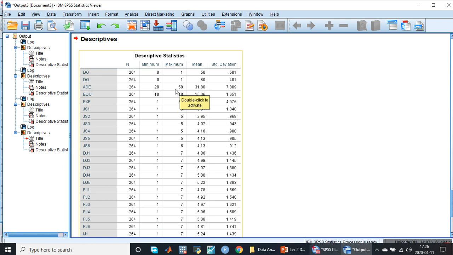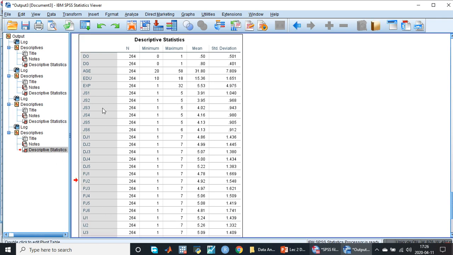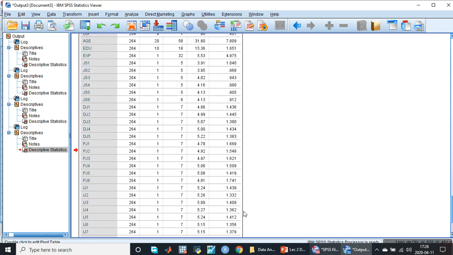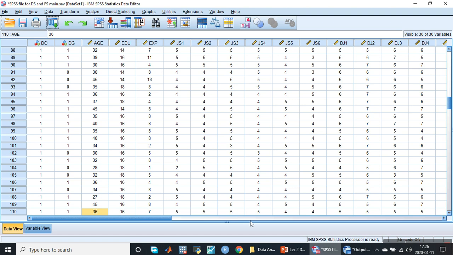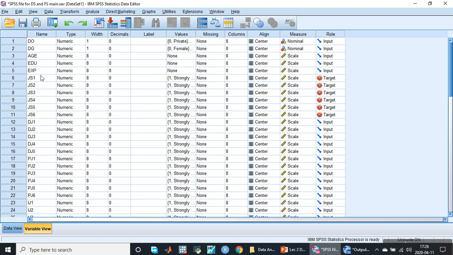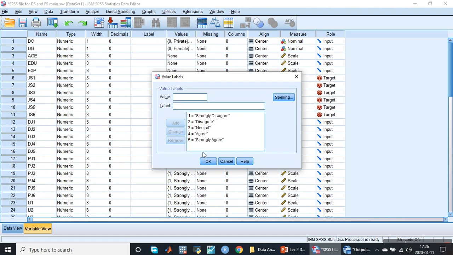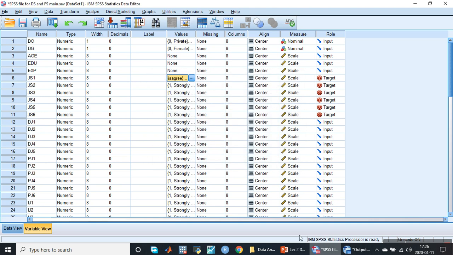Now it makes sense. For education, minimum education is 10 years, maximum education is 18 years, experience minimum 1 and maximum 32 years. Job satisfaction was measured on a 5-point Likert scale. If we look in the variable view, at job satisfaction values, there were 5 categories in the scale of job satisfaction.